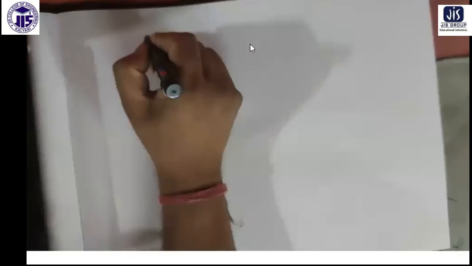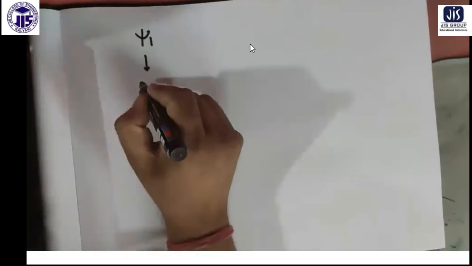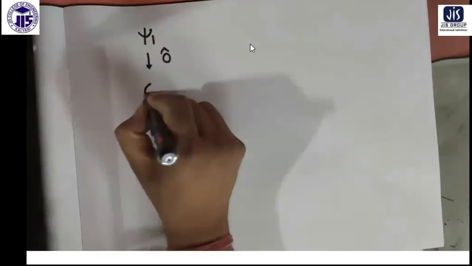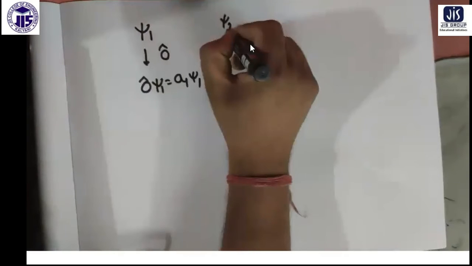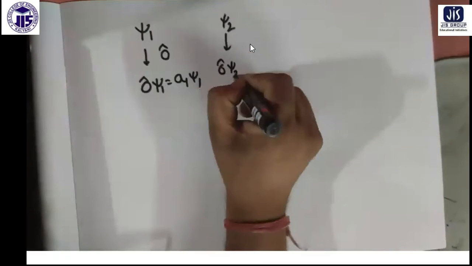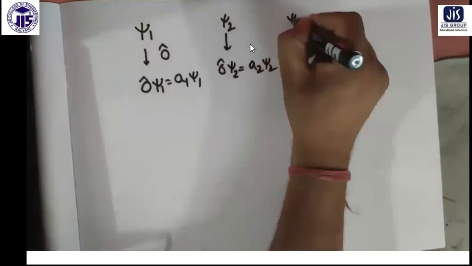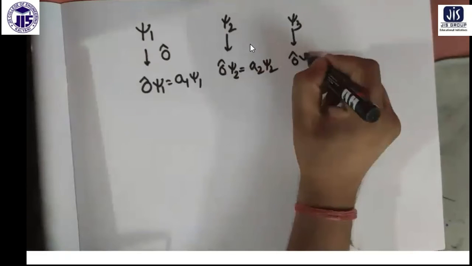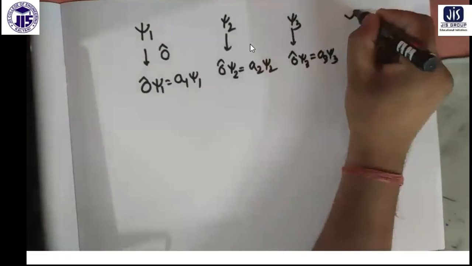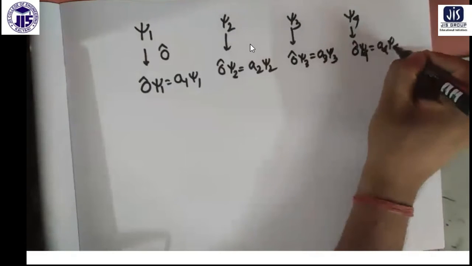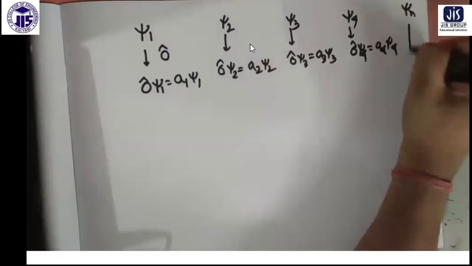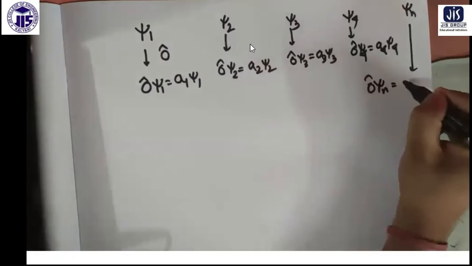I have done it for two psis, but you may generalize it. You can write it down. If I have n number of psis, and for any operator O they are eigenfunctions, satisfying equations like this: O psi 1 equals a1 psi 1. Suppose I have another psi with the operator O, satisfying the equation a2 psi 2. Another psi satisfies a3 psi 3. Another psi satisfies a4 psi 4. Similarly, I have another psi n, satisfying the equation a n psi n.